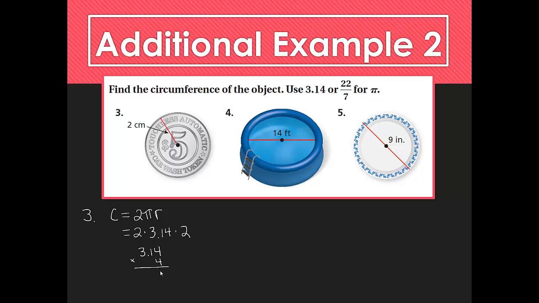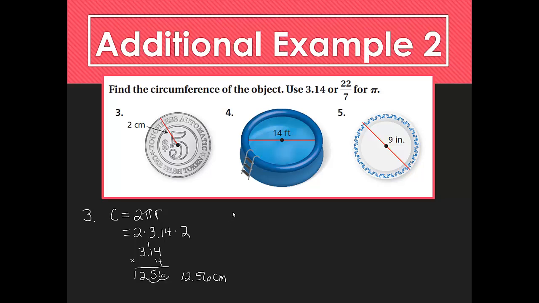4 times 4 is 16. We'll carry our 1. 4 times 1 is 4, plus 1 is 5. And 4 times 3 is 12. Now we're going to move our decimal 2 places over. So 1, 2. And we're going to get 12.56. And our label would be centimeters. So our circumference is 12 56/100 centimeters.